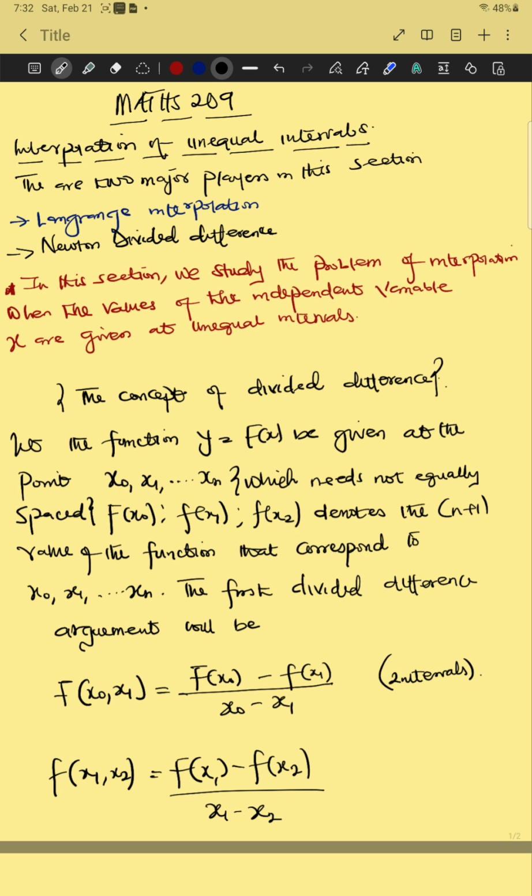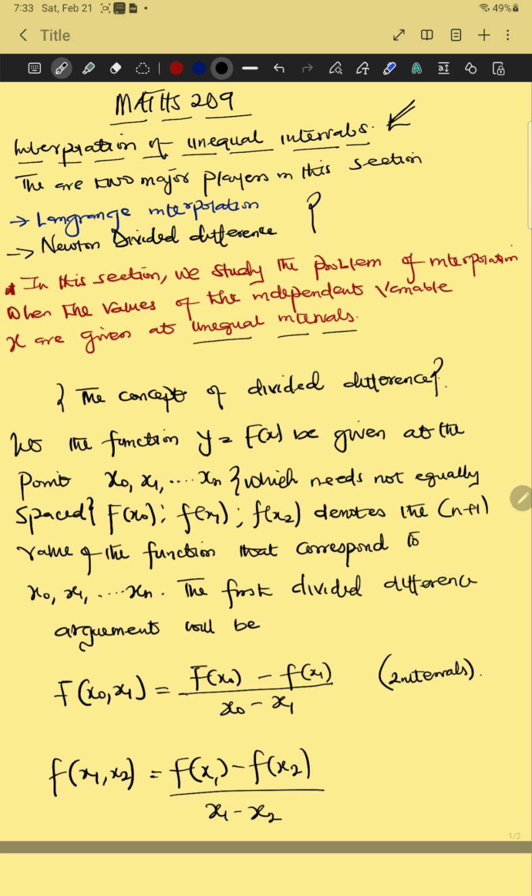All right. Today we'll be looking at interpolation of unequal intervals. And we said there are two major players in this section. We have the Lagrange interpolation and we have the Newton divided differences. In this section, we want to study problems of interpolation when the values of the independent variable x are given at unequal intervals.